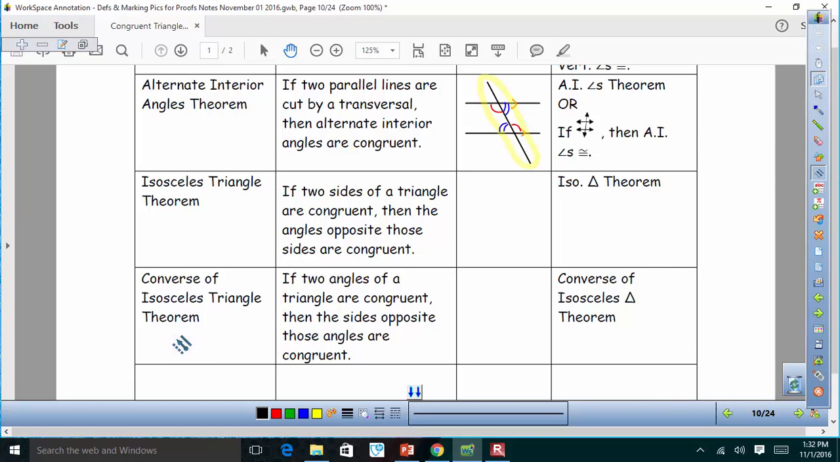The next definition we're going to look at is the isosceles triangle theorem. So the isosceles triangle theorem says if two sides of a triangle are congruent, then the angles opposite of them are congruent. So I'm going to draw the picture to show you this. So I'm going to draw an isosceles triangle.